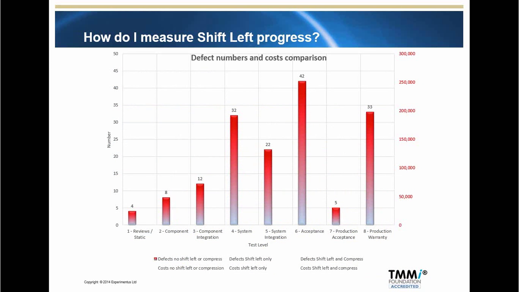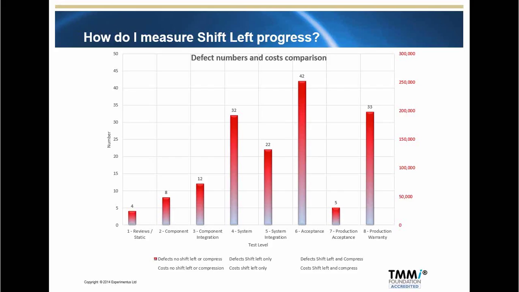Graphically, we can show this a bit differently and also differentiate out the effect of applying just shift left separately from compress. Here we have a bar chart showing vertically on the y-axis the number and cost of the defects, found across the different stages defined horizontally on the x-axis. These are as per the data from the previous tables and the previous slides through to production warranty.